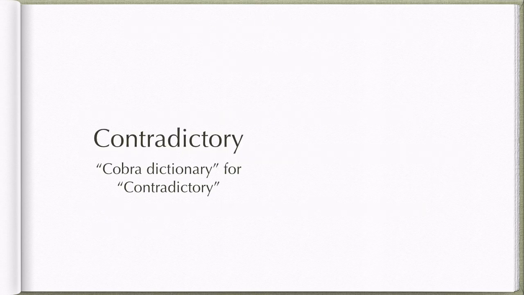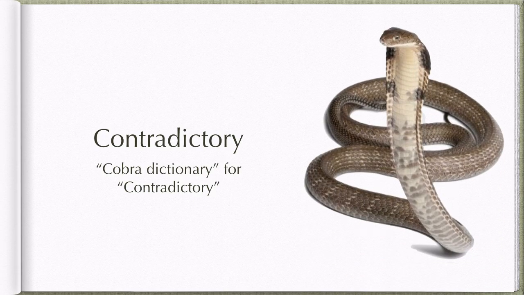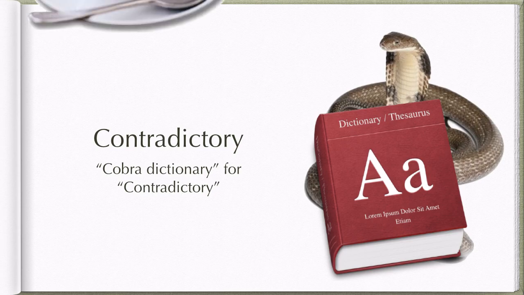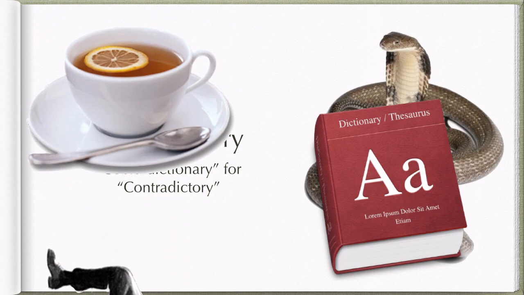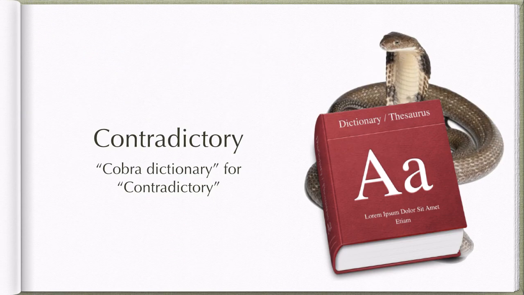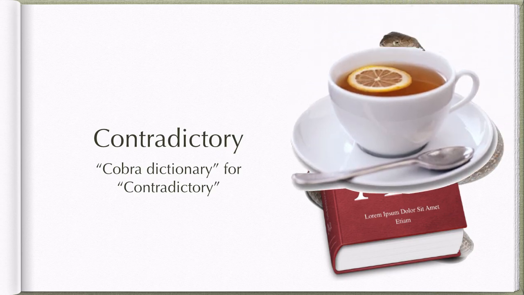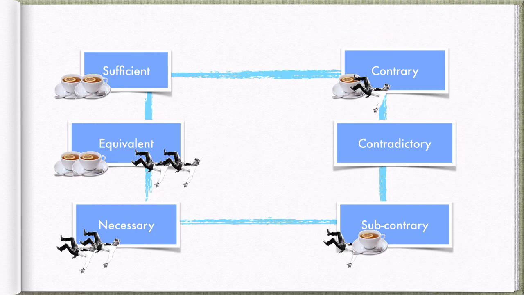For a memory mansion image of contradictory, I think of a cobra with a dictionary. Cobra dictionary for contradictory. To reinforce the nature of the relationship, we have our teacup followed by our falling guy. Tea makes false, or true makes false. Then we have our falling guy followed by a teacup. False makes tea, or false makes true. Since contradictory is a combination of contrary and subcontrary, we place contradictory on the far right-hand side. We also have our combination of falling guys and teacups for the relationship.